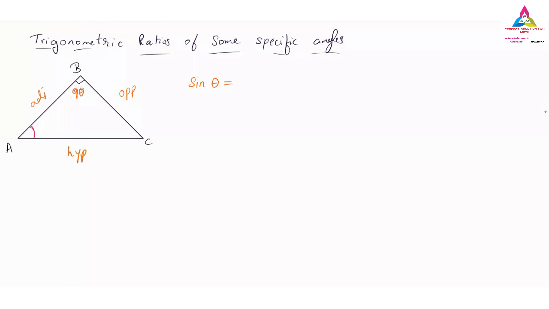Opposite by hypotenuse. Very good. Opposite by hypotenuse, that we have already learned. Similarly, we have cos theta, which equals adjacent by hypotenuse. All this we have already learned, up to cosecant theta we know.